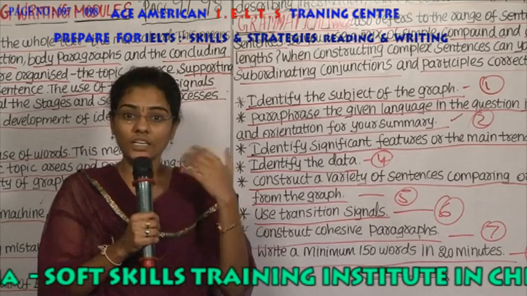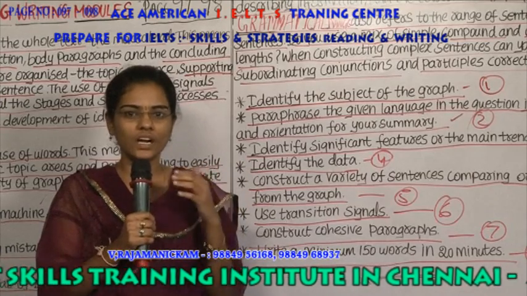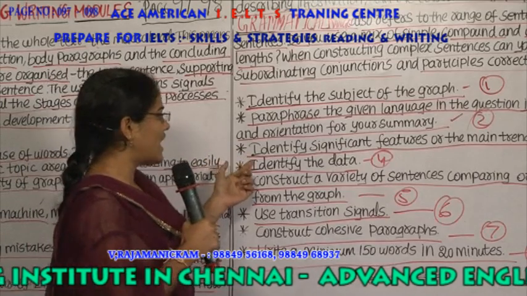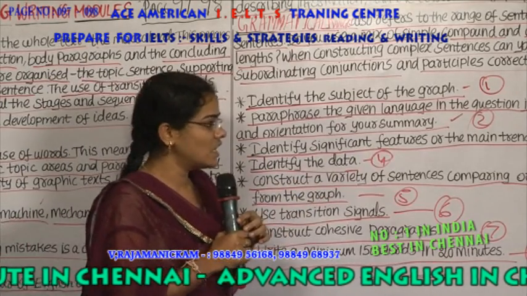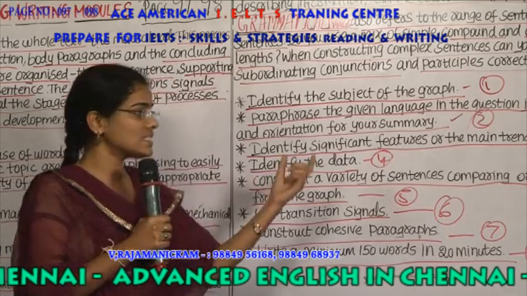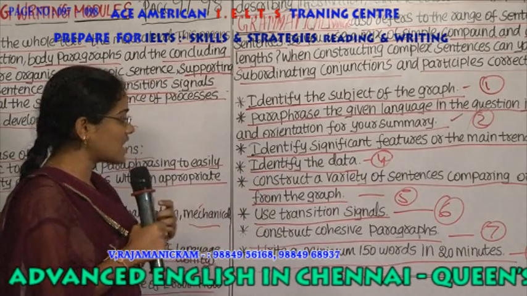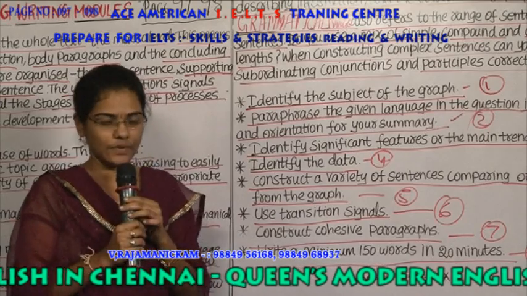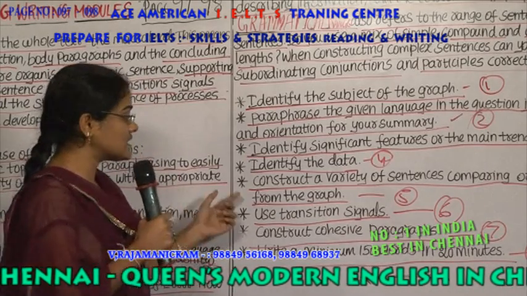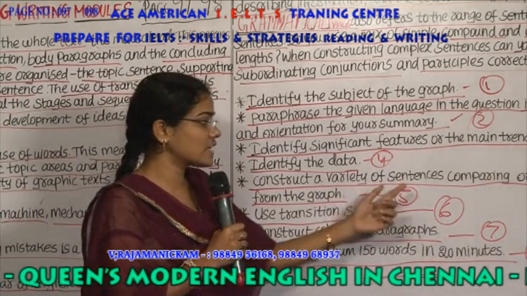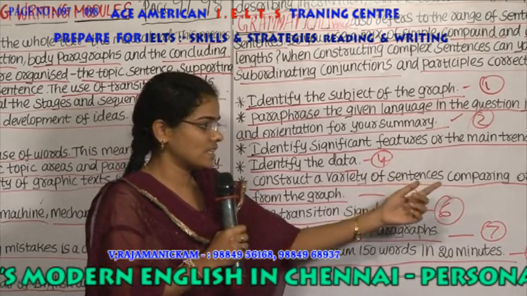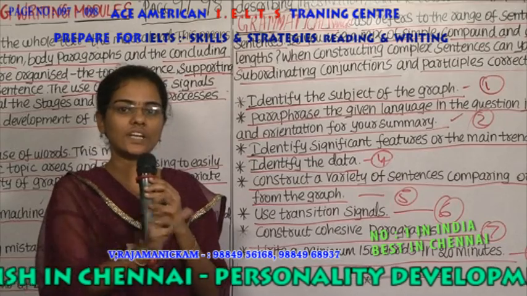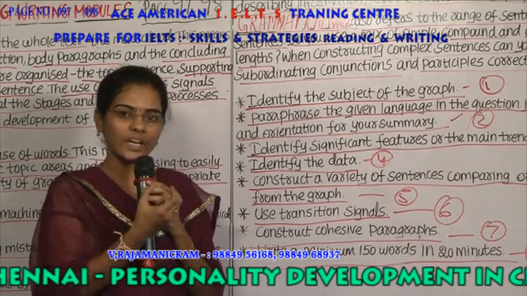You cannot repeat that sentence again. Then next is to identify the significant features of the main trends. That is the second sentence. And then next, identify the data: what is the data given in that graph? Then next, construct a variety of sentences comparing and contrasting. If you have two graphs, you can compare them and identify the data.